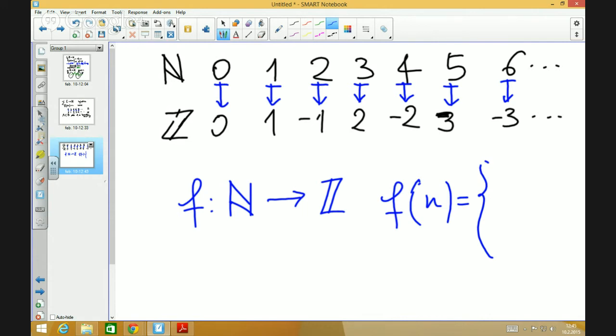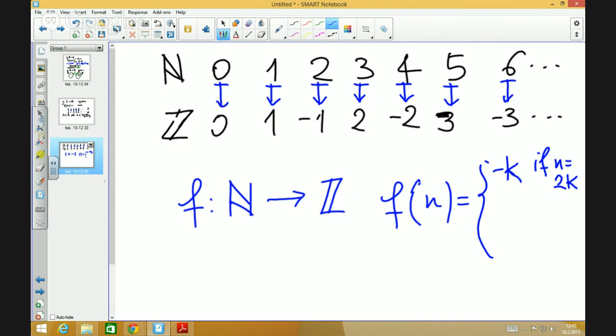Okay, so your colleague is saying, if n is equal to 2k, say, that is to say n is even, then what we're doing is we divide by 2, so we get k, and we take the minus of that. So 2 goes to minus 1. Why? Because 2 is 2 times 1, and we take the minus 1. 4 goes to minus 2, because 4 is equal to 2 times 2, so we take minus 2. 6 goes to minus 3. So you divide by 2 and then take the minus of the result.